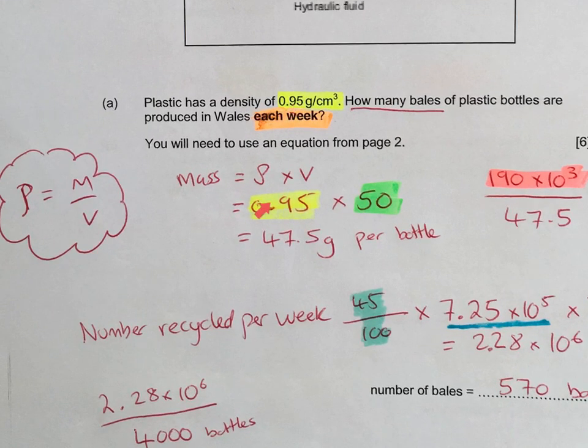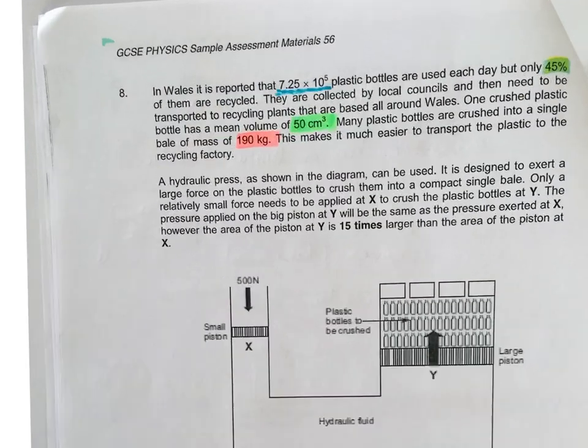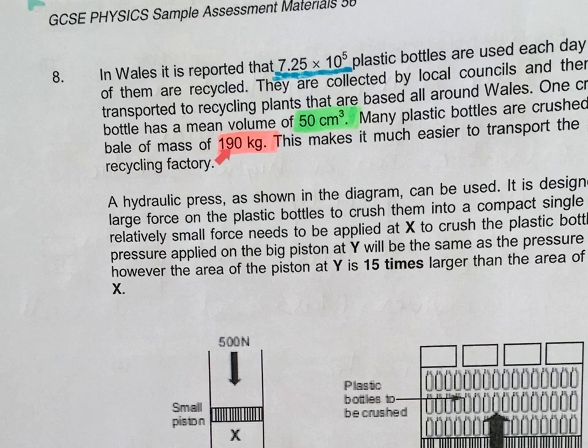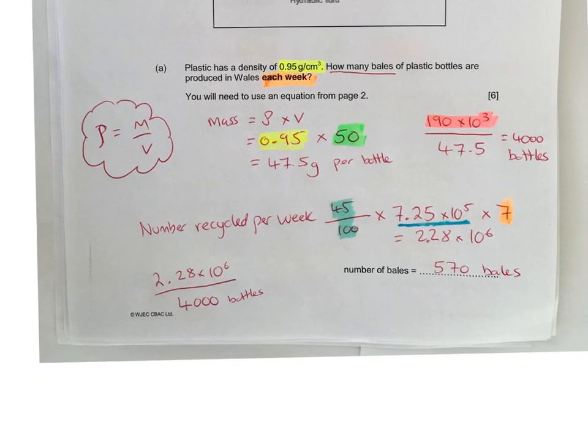So this is just a rearrangement now of the density equation. So mass is going to equal the density times the volume. So I'm going to use the density times the volume of each bottle, and that gives me a mass of 47.5 grams per bottle. Right, now that I know that, I can put that in, because I know each bale is 190. So let's find out how many bottles are in each bale. To do that, I see how many times the mass of each bottle goes into the mass of the bale. So I got 4,000 bottles.